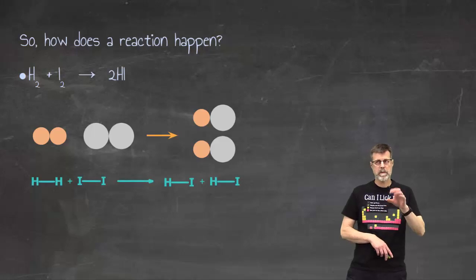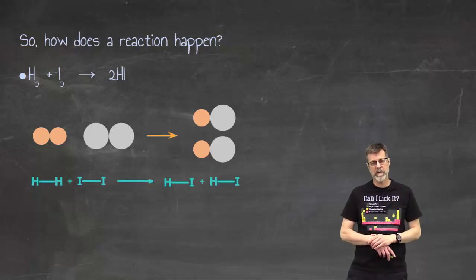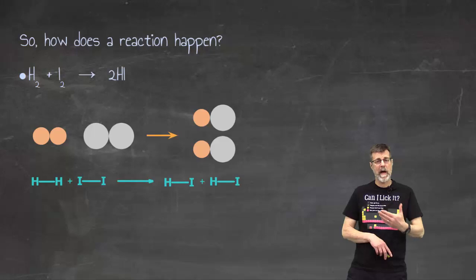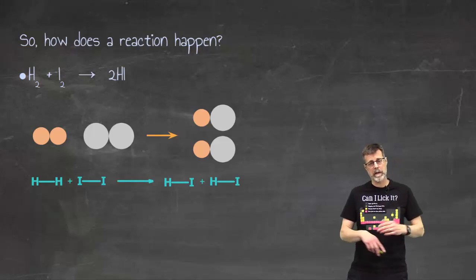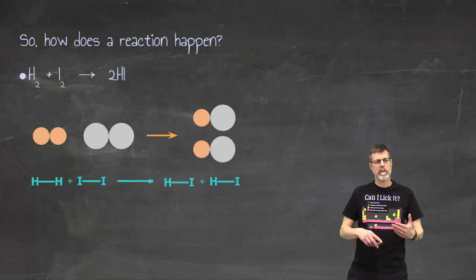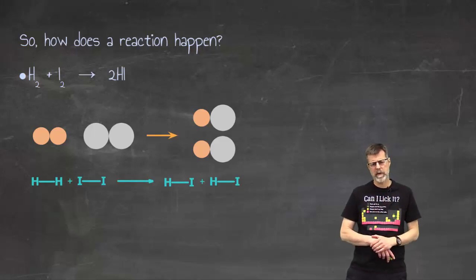If I look at it in terms of a Lewis diagram, or a structural diagram, I end up with that. Hydrogen bonded to hydrogen, iodine bonded to iodine, but then hydrogen bonded to iodine, and hydrogen bonded to iodine, which I normally put as a 2 in front, right?